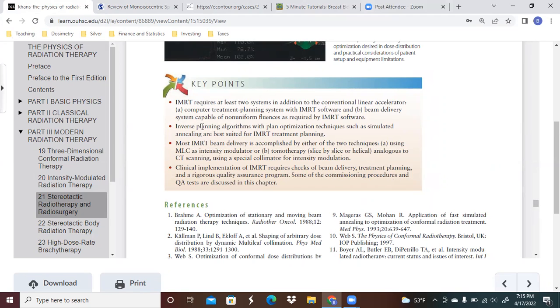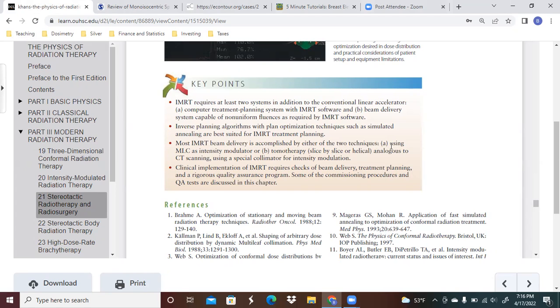When it comes to IMRT planning, inverse planning algorithms with plan optimization techniques such as simulated annealing are best suited for IMRT treatment planning. And we'll see a little bit of an example of that. Basically, what you are looking for is a program that will do inverse planning, where you hand it the parameters and you say, here, you go figure this out. You're smarter than I am. You're supposed to be able to determine exactly what the fluences should be in order to generate the kind of treatment plan that we're looking for.